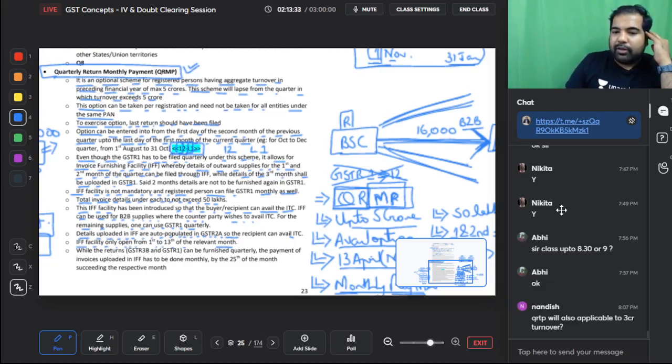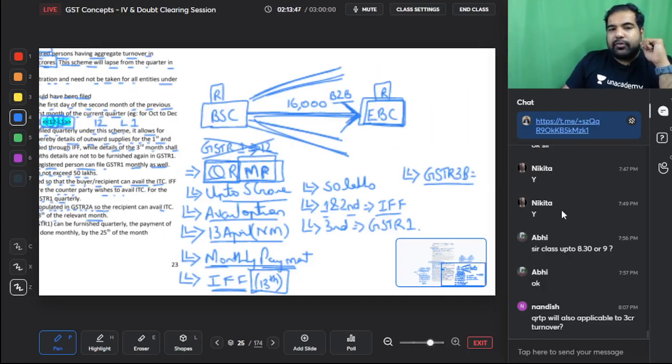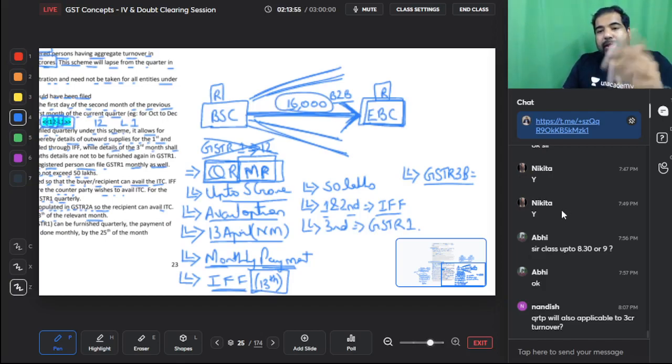Guys, when you file your IFF, QRMP will also be applicable up to 3 crore turnover. Yes, up to 5 crore. Alright. Guys, while you file the IFF, you are telling the government that, listen, I have supplied to the electric bike company GST worth 16,000 of goods. Then this 16,000 you have to pay by the 25th of the next month. So if there is January IFF, you will file it by 13th Feb and you will pay the 16,000 by 25th Feb.